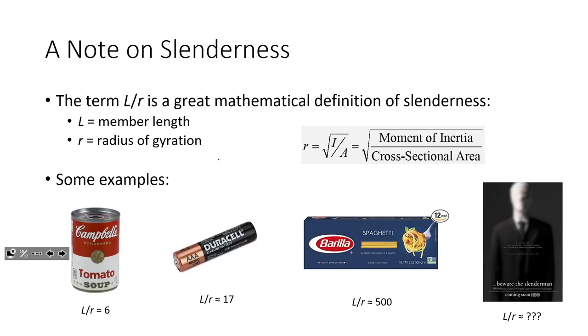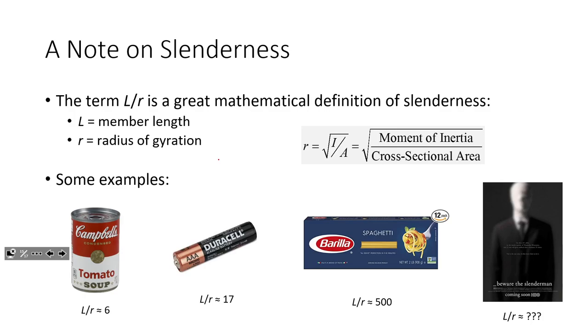Okay. So what is the radius of gyration? Well, it's the square root of I over A. It's basically just a normalized moment of inertia. So when you compute it, L over R is unitless. It has no units. So you've got to be careful from a computations perspective.